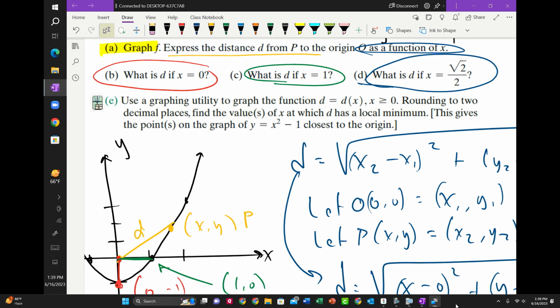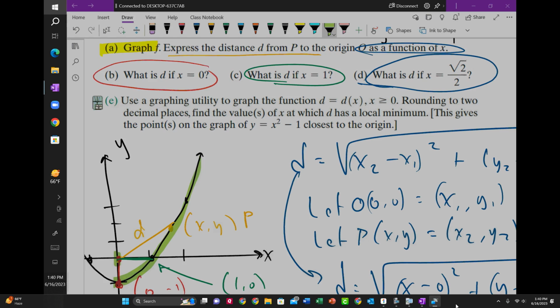Okay, and so what point over here if x is bigger than 0? So only paying attention then to this section over here, what is the closest distance we get then to the origin? So that's our question that we're asking. So let me go ahead and pull up my calculator here.